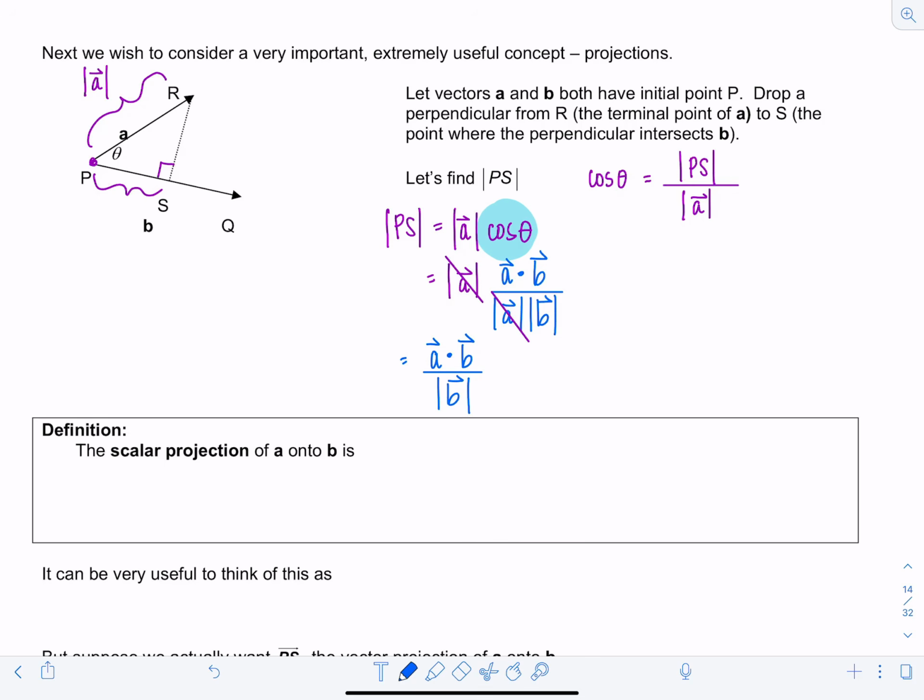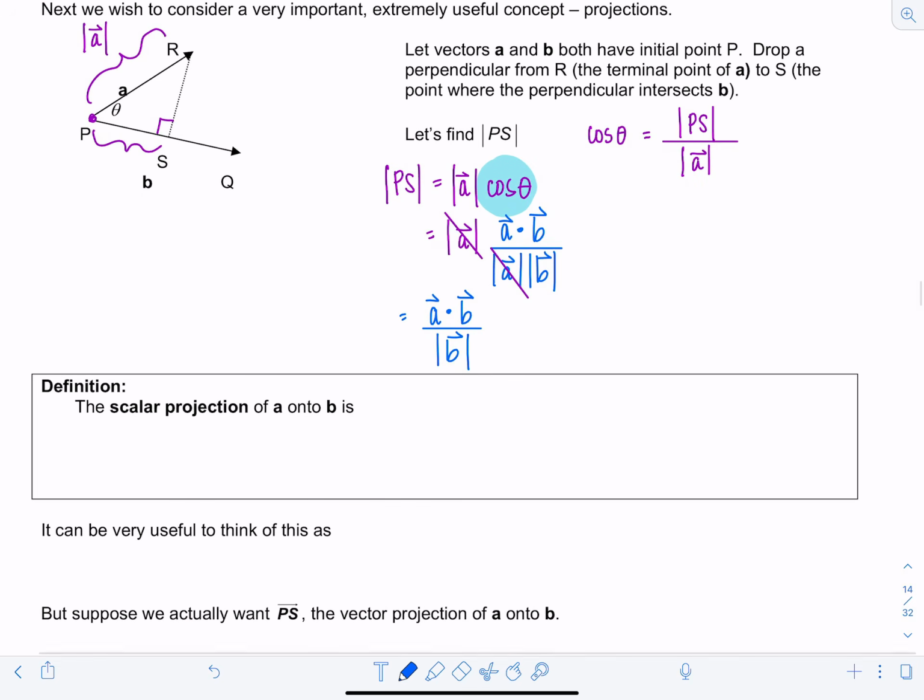Okay, and so this is the definition for the scalar projection. The scalar projection of vector A onto B is given by the component of A along B.